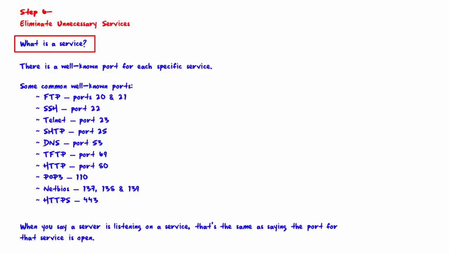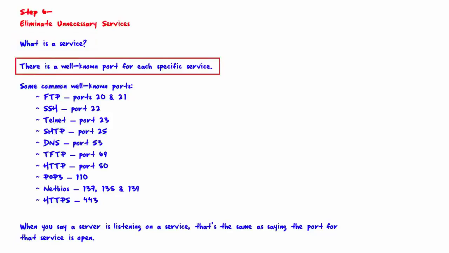When we say a server is listening on a specific service, we mean that it will allow remote clients to connect to that specific service. If a server is not listening on a specific service, then when a remote client tries to connect to that service, the server will ignore the request and the connection will fail.